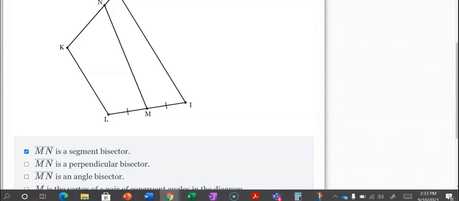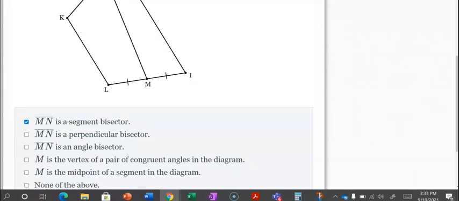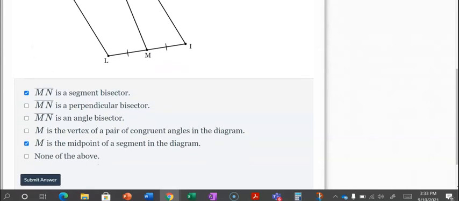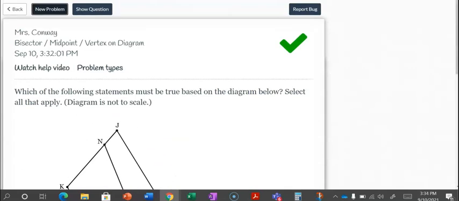Next, it says MN is an angle bisector. The only angle that NM cuts is a 180-degree angle, and it is not marked as being congruent, and they're not 90 degrees, so it's not an angle bisector. M is the vertex of a pair of congruent angles. No. M is the midpoint of a segment on a diagram. Yes, midpoint means exactly what it sounds like, the middle. So since it's equal distances from I and L, M is the midpoint of the segment LI. So since we selected some, it's not going to be none of the above. So that's the kind of problem you're going to have.